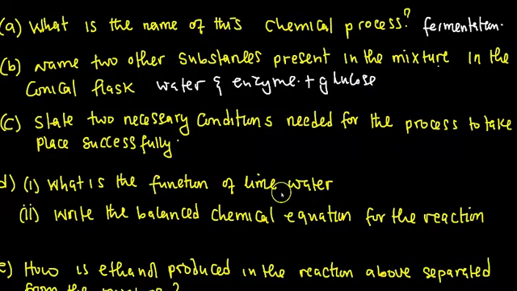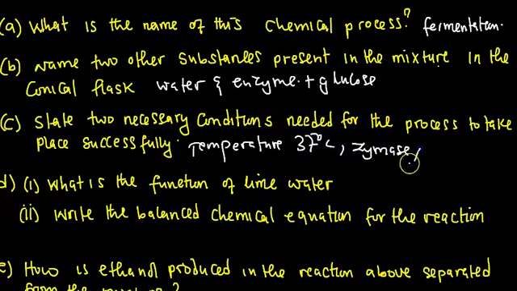Then, state two necessary conditions needed for the process to take place. I've explained the conditions already, but anyway, I can just give them. Temperature of 37 degrees. When you are writing, write it in full: temperature of 37 degrees Celsius. What else? Zymase, a catalyst. Then what else? Also absence of oxygen. So these are the conditions needed for fermentation to take place.